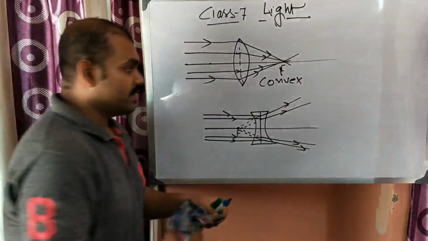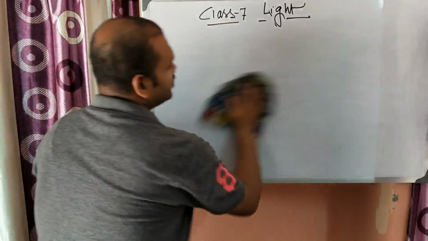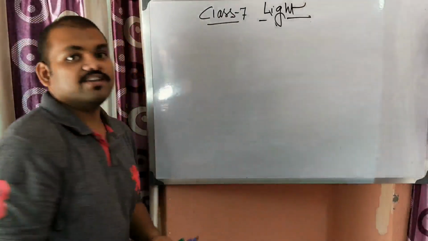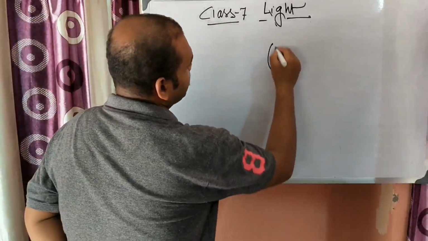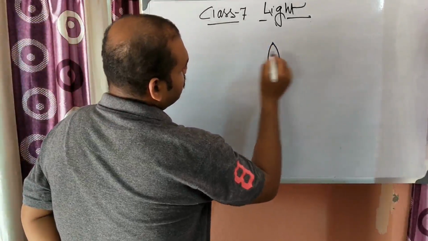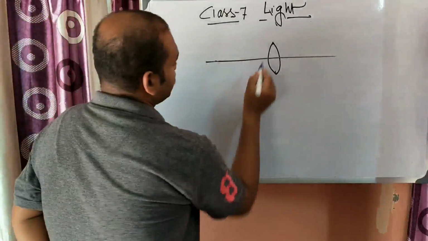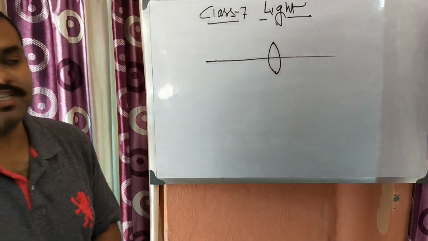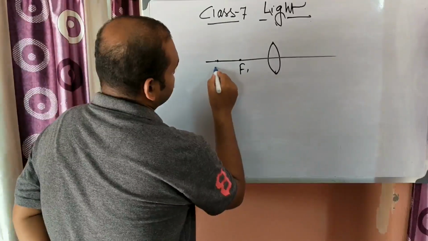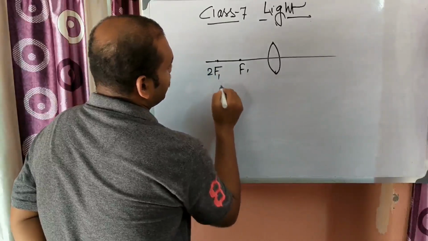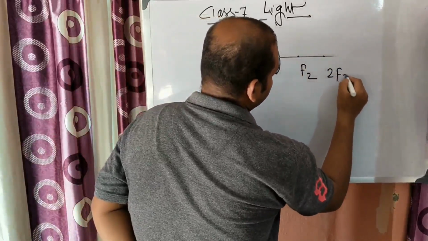Okay. Next, in this case also we have several images formed due to different positions in front of a convex lens. When objects are kept in front of a convex lens at different positions, we'll get different images. Suppose this is f1, this is 2f1, this is f2, this is 2f2.